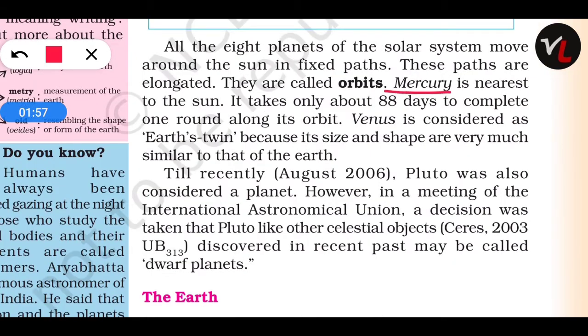Here Mercury is the nearest to the sun. So the planet which is very nearest to the sun is Mercury, and Venus is considered as Earth's twin because its size and shape are very much similar to that of Earth. Now what about Pluto? Till recently, that is up to 2006, Pluto was also considered a planet. However, it is now considered a dwarf planet. So Pluto is not a planet anymore.